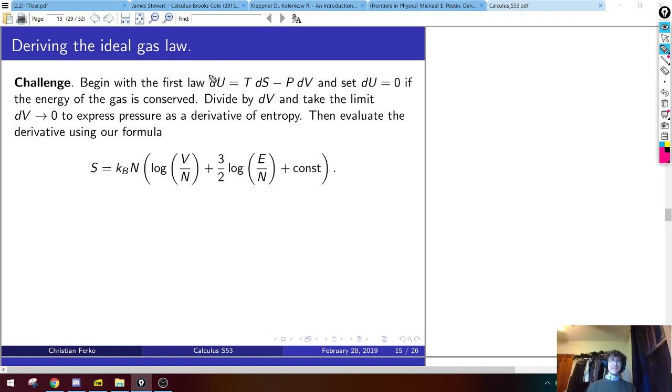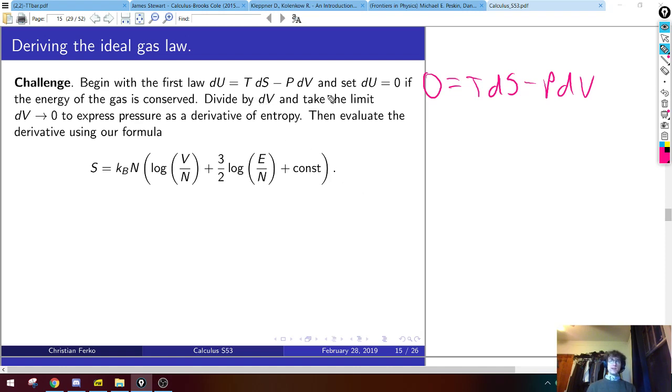But okay, so good. We're going to start with this. This is the first law of thermodynamics. We're going to say the energy of the gas isn't changing, so dU equals 0. So in other words, that's T dS minus P dV, all equals 0. And I'm going to ask you to turn this into an equation for a derivative of the entropy.